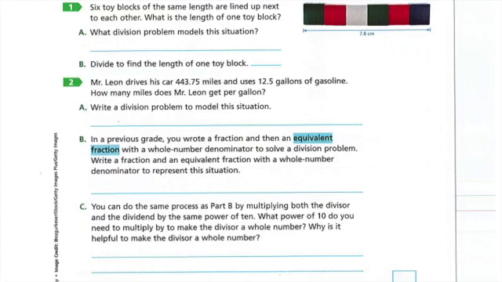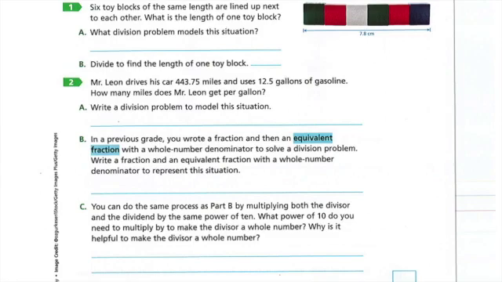Sixth grade. This is 4.4, dividing decimals. Six toy blocks of the same length are lined up next to each other. What is the length of one toy block? You can see that the 6 blocks lined up are 7.8 centimeters, and we want to know one of them.